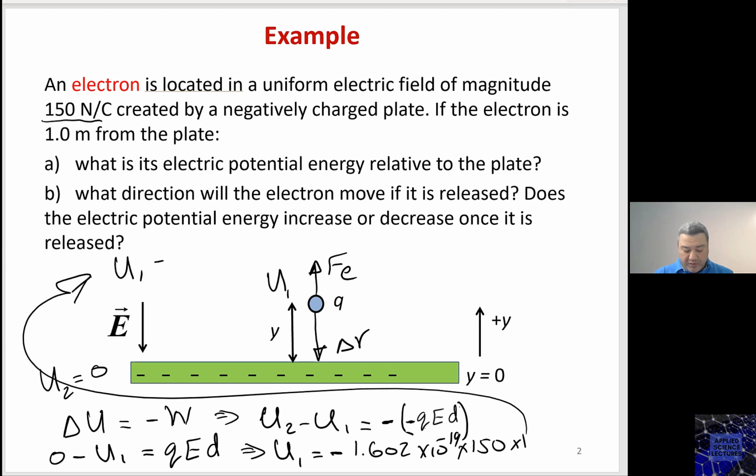And in this case, U1 equals minus 2.4 times 10 to the power minus 17 joules.